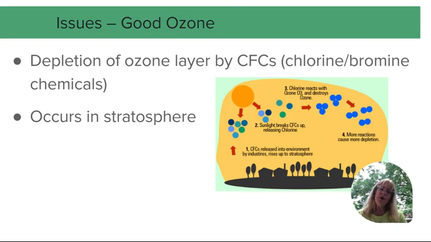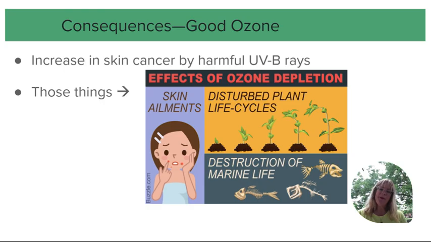Some issues with the good ozone. Remember, the good ozone is in the stratosphere, but it can get depleted by chlorofluorocarbons. Luckily, because of some laws that we have in place, those have actually improved, and our ozone has actually gotten better in the stratosphere. Some consequences of the good ozone going away might be an increase in skin cancer caused by the UVB rays, and it can also affect life cycles of plants and marine life as well.